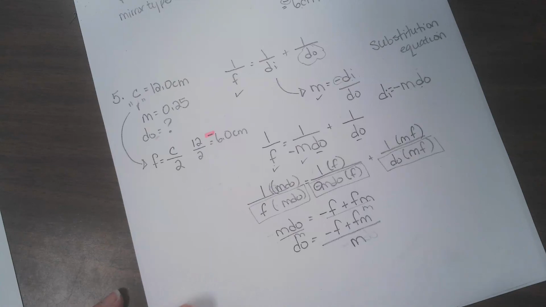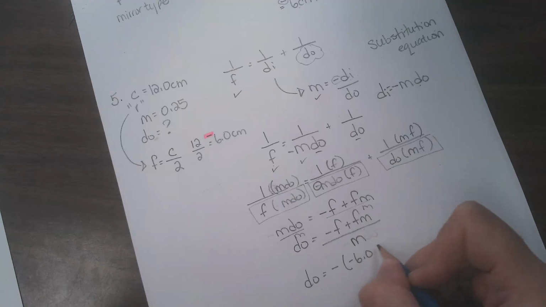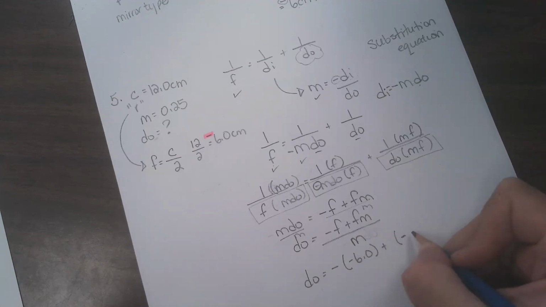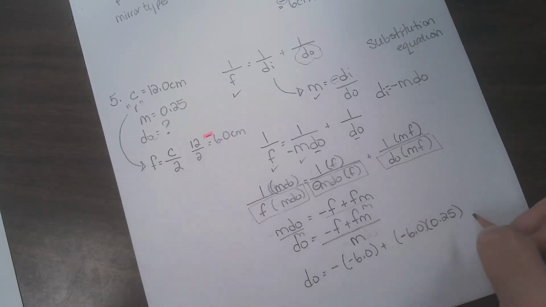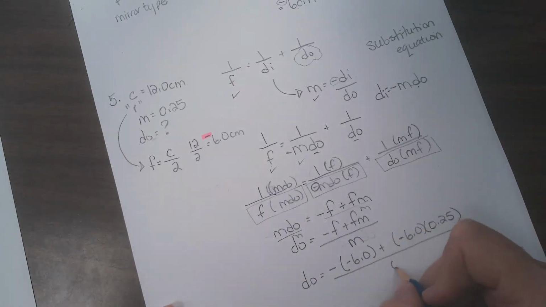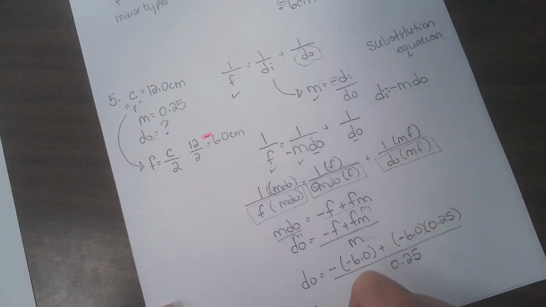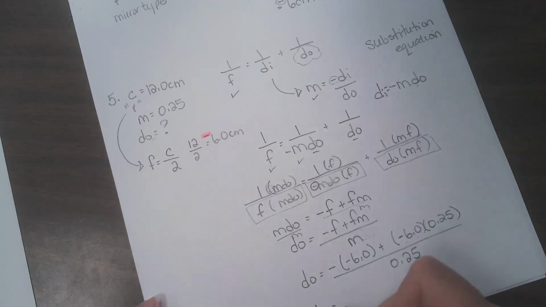Okay, let's add in the information. DO is equal to negative 6.0 plus negative 6.0 times 0.25, all divided by 0.25. So DO, I'm going to have positive 6 plus a quarter of 6, a negative, which is still going to give me a positive value, divided by a quarter, and I should get a value of 18 centimeters.